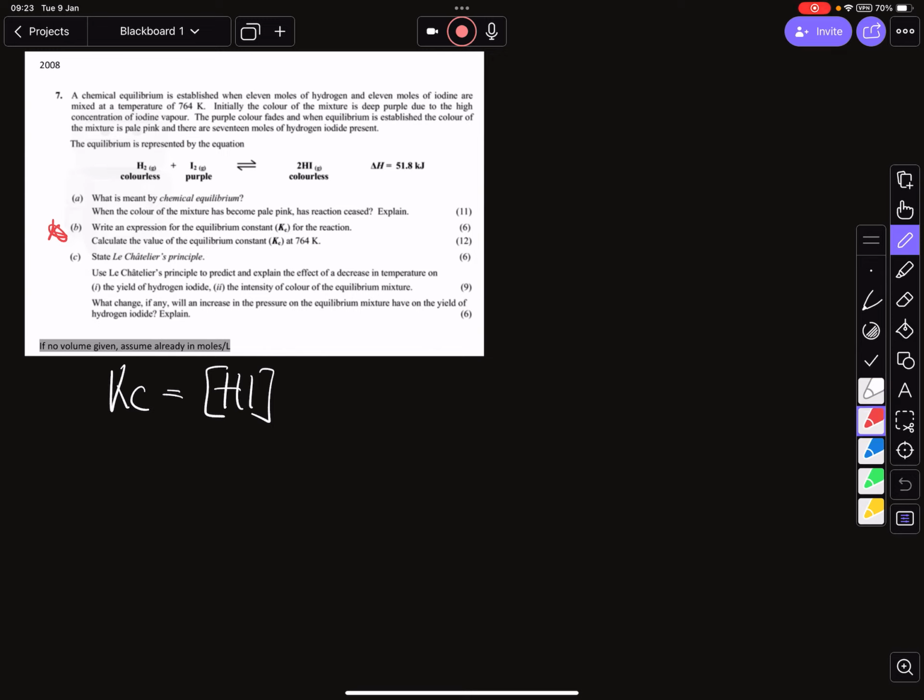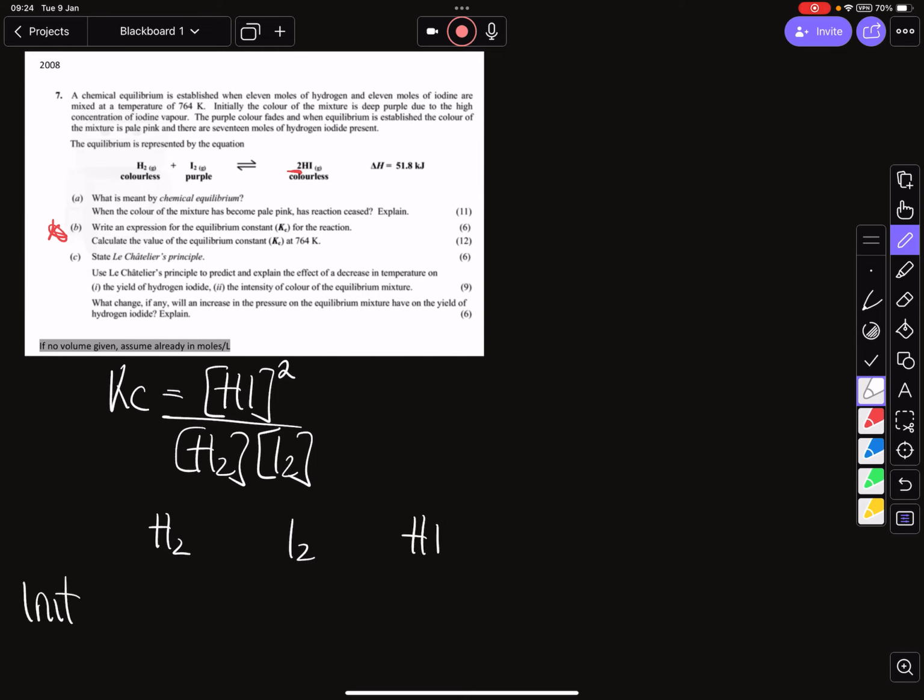We're using the ratio here from the question to work out the power for our HI. So our H2 goes in square brackets and our I2 goes in square brackets, and because the ratio for both of these is 1:1, there's no power. I always like to write out my reactants and my products as my column headers.